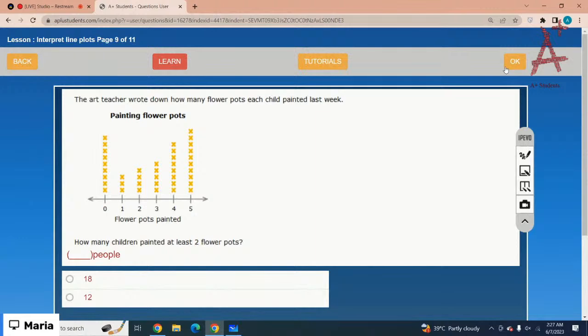The art teacher wrote down how many flower pots each child painted last week. So how many children painted at least two flower pots? At least two. Greater value could be any. So you have to start counting from 2 until 5. Got it? They are 1, 2, 3, 4, 5, 6, 7, 8, 9, 10, 11.